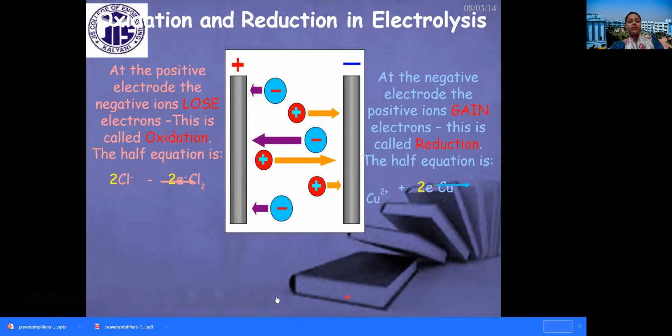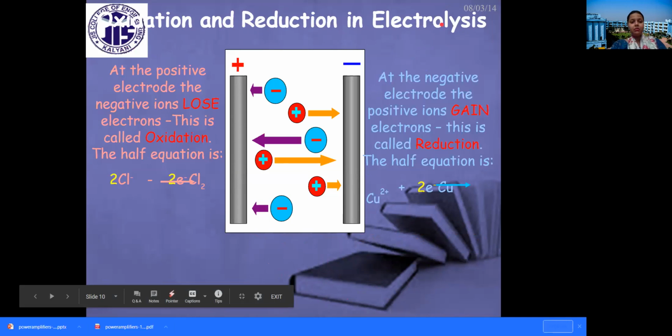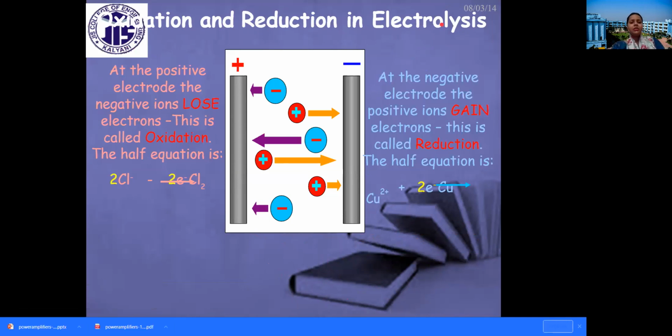Oxidation and reduction in electrolysis. At the positive electrode, the negative ions lose electrons. This is called oxidation. Whenever they lose electrons, this is oxidation. At the negative electrode, the positive ions gain electrons, and this is called reduction. So remember, whenever there is a gaining of electrons, this is known as reduction, and whenever there is a loss of electrons, this is known as oxidation. Oxidation happens at the positive electrode and reduction happens at the negative electrode.